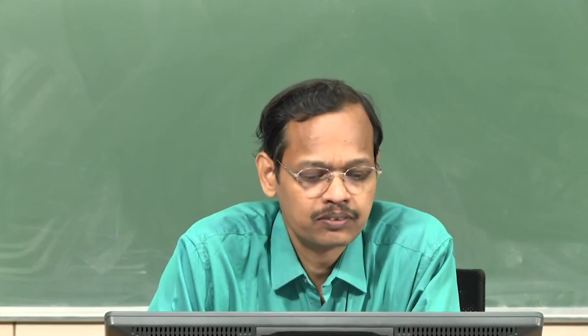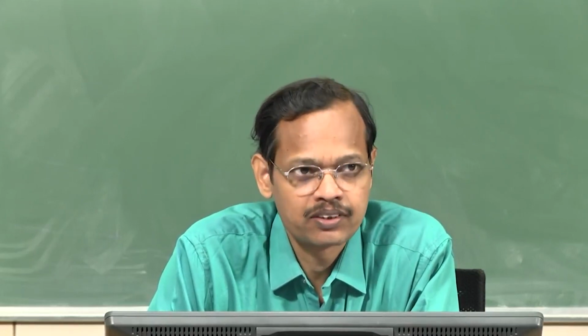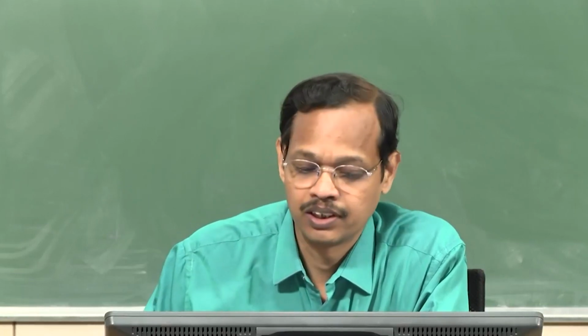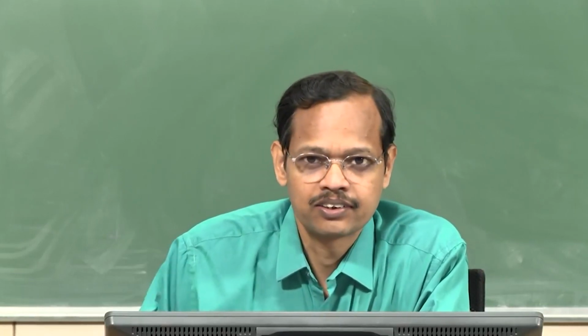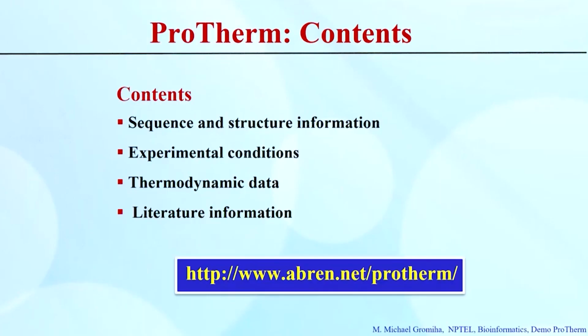Demonstration on ProTherm, a thermodynamic database for proteins and mutants. As we discussed earlier, ProTherm contains information on sequence and structure, experimental conditions, thermodynamic data as well as literature information for different proteins and their mutants. The major aspect of ProTherm is the thermodynamic data, supplemented with all the other information. You can access ProTherm at this website, abram.net ProTherm, and I will explain the utilities and how to retrieve data from ProTherm.